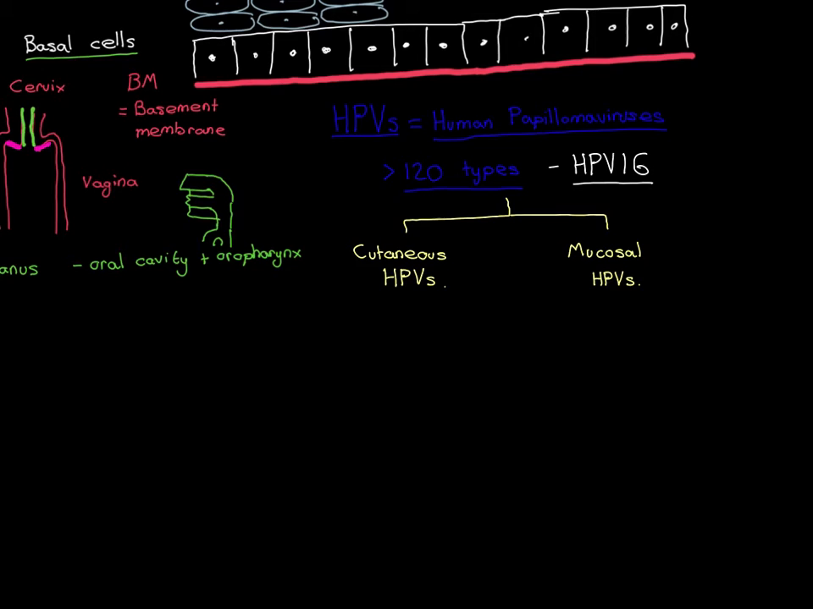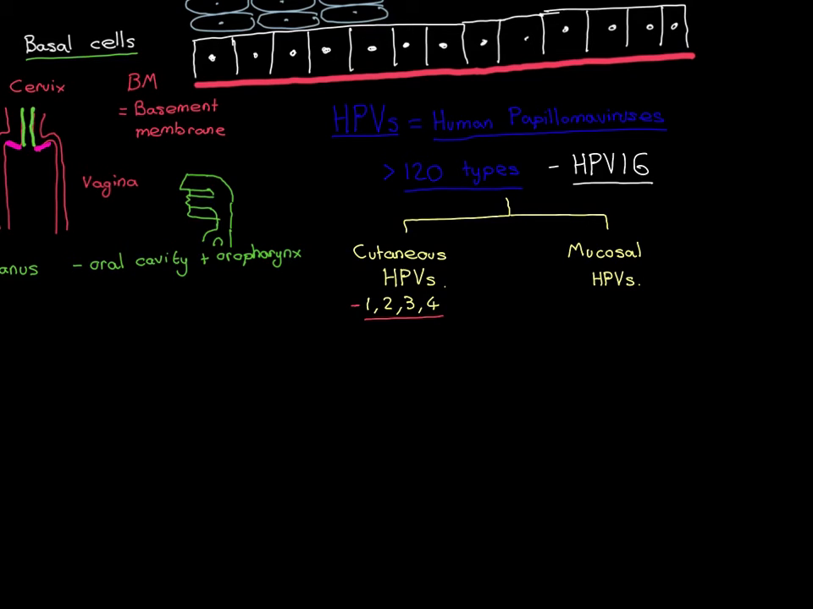So let me give you a few examples from each of these categories. Remembering the cutaneous HPVs is really simple. Some examples are HPV1, HPV2, HPV3, and HPV4. Those are some nice examples of cutaneous HPVs. Obviously, there are loads more than just those four, but if you want to quote a few examples of cutaneous HPVs, those are some good ones to give.